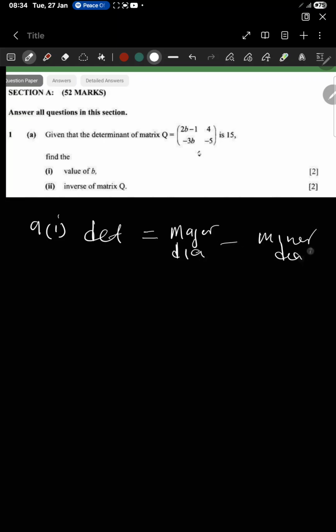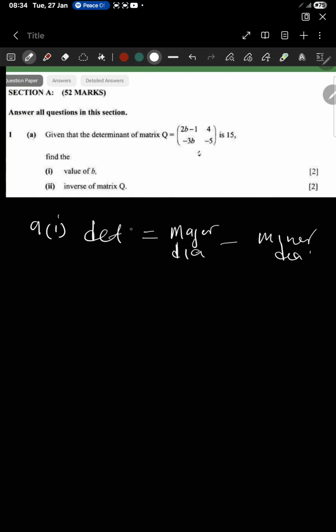Now, how can you get the value of B, which is the missing variable, when the determinant is given? In this case, what you can simply do is to start by writing the formula for determinant. So this is question A, Roman numeral 1. We're saying that to get the determinant, the formula is: determinant is equal to major diagonal minus the minor diagonal. So that's the formula for determinant.